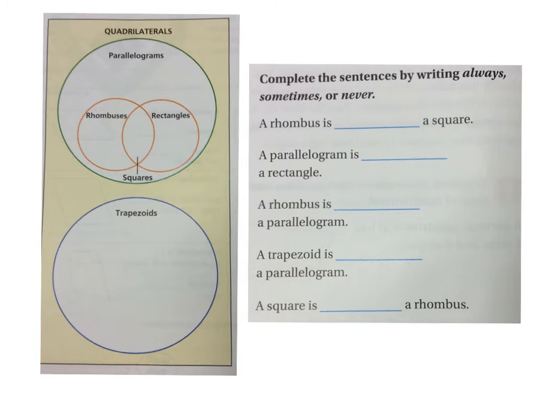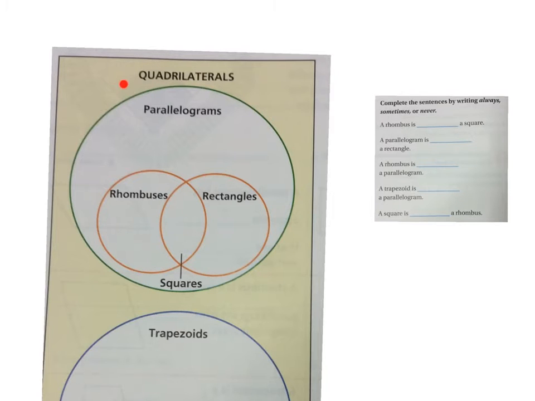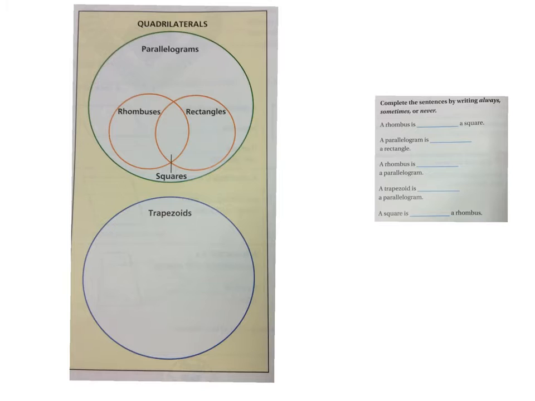Here you see all the main categories. The biggest category is quadrilaterals. Now within the quadrilaterals, you have parallelograms and trapezoids. Inside the parallelograms, you have rhombuses and rectangles, and where they overlap is squares. Trapezoids are in a category all by themselves. This is one way that one person decided to show the hierarchy in a way that makes sense to them. Your way might not be this way, but it might be something similar.